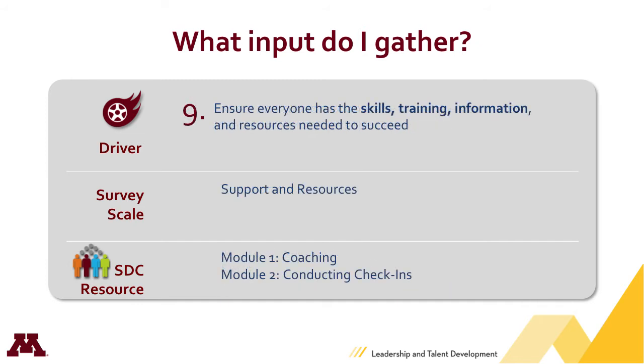Do people have what they need to do their jobs well? This means everyone has the skills, training, information, and resources they need to succeed. If any of these pieces are missing, productivity will suffer, even if people are highly motivated and committed to the work.